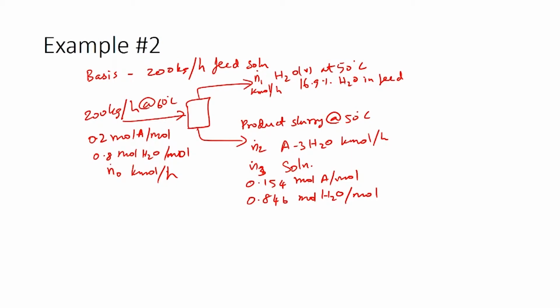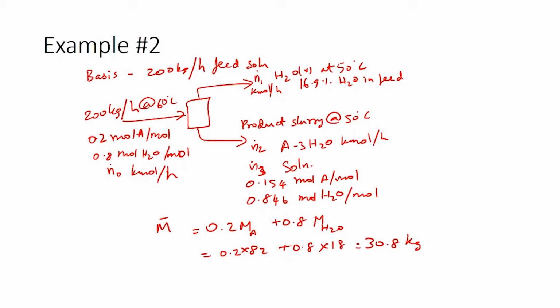The first part of the problem asks us to calculate the molar flow rate of the feed. So, we would have to convert this 200 kilograms per hour into kilomoles per hour, which is N0 dot. Let us try and do this. For this we can calculate the average molecular weight of the mixture, which would be 0.2 times molecular weight of sodium acetate plus 0.8 times molecular weight of water. So, this would be 0.2 times 82 plus 0.8 times 18, giving a value of 30.8 kilograms per kilomole.